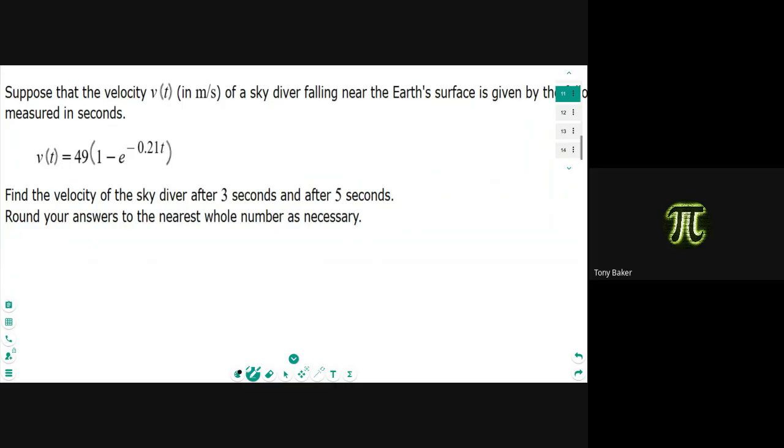Which value in that formula is always going to give you the initial value? In this case, the initial velocity. You could plug in 0 for t. And if you plug in 0 for t, you're going to get what? e to the 0 is 1. So 1 minus 1 is 0, and the whole thing is 0.